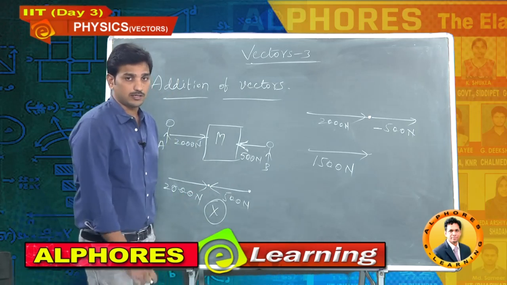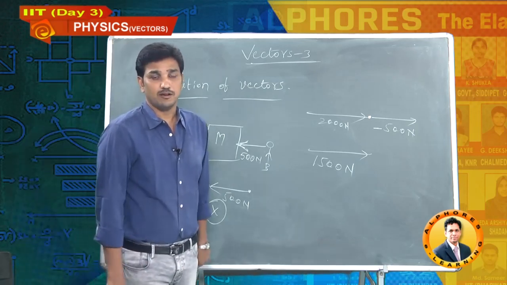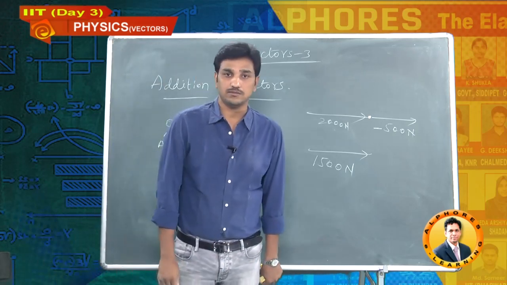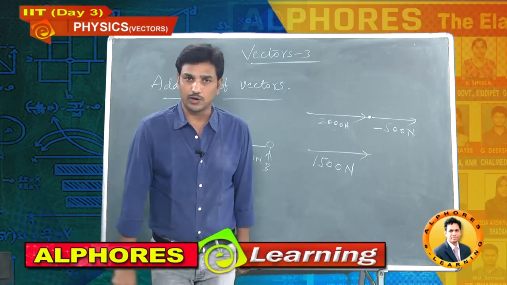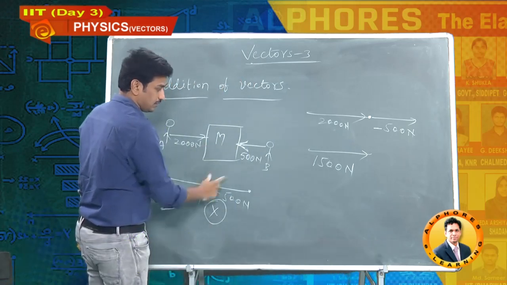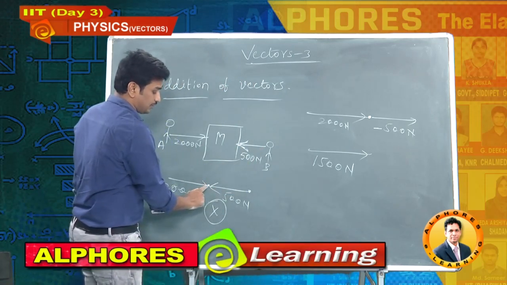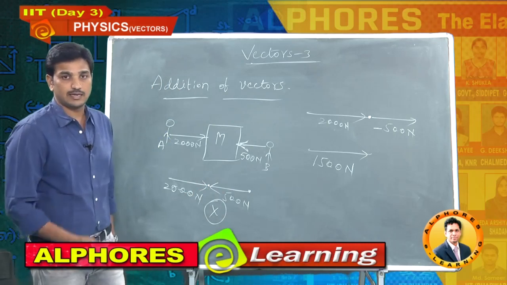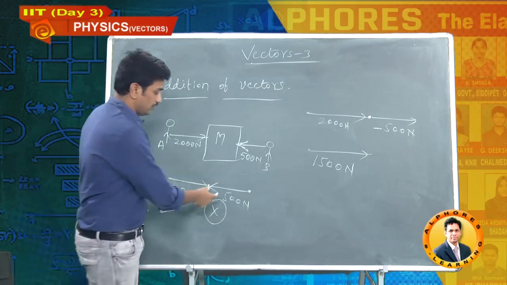Simple, it's not that difficult here. Only the point is, you should remember, when you are going to add two vectors, the head of the first vector should join with the tail of the second vector. That's what I am doing here. Here there is a problem: because of parallel shifting of 500 newtons, head joined with head. We cannot add head with head, only head should connect with the tail.